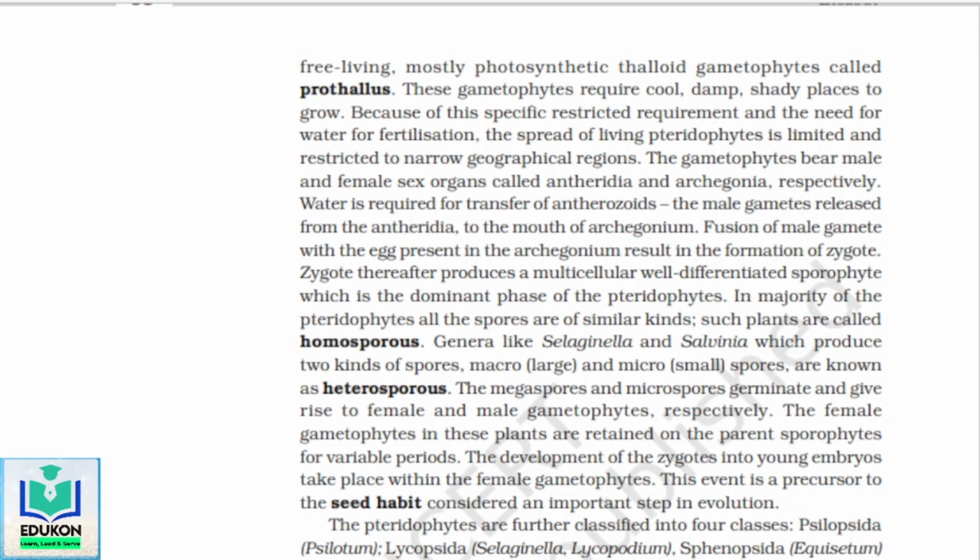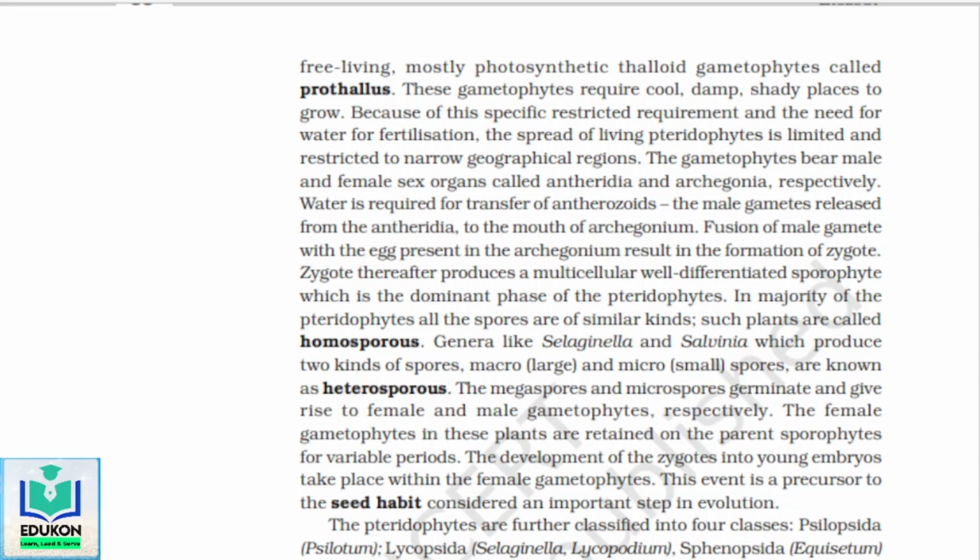Genera like Selaginella and Salvinia produce two different spores, that is, some large and some small. So macrospores and microspores. They are known as heterosporous. So heterosporous plants are Selaginella and Salvinia. So these four lines are very important.